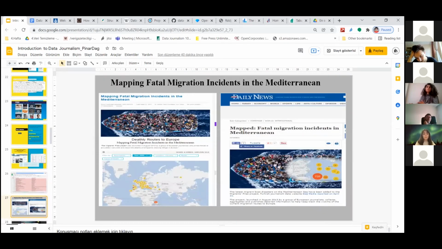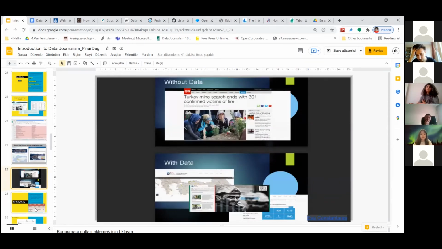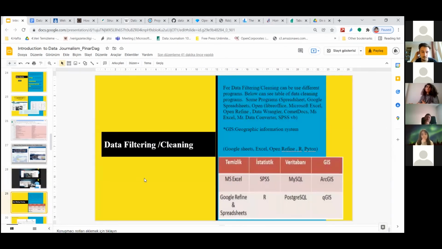And another example is about how migrants are traveling, coming or going somewhere else, their routes to Europe. This was about mapping how migrants get killed or die during their journey to Europe. It's an interactive project that shows how they get killed. So in doing data journalism, you need to know where to start, how to get the data and how to clean it.